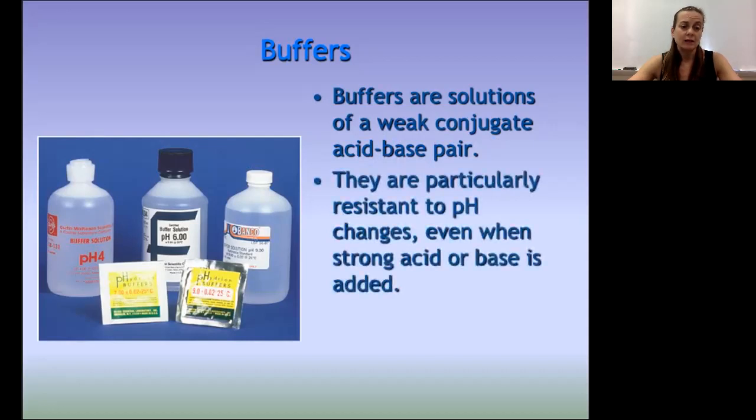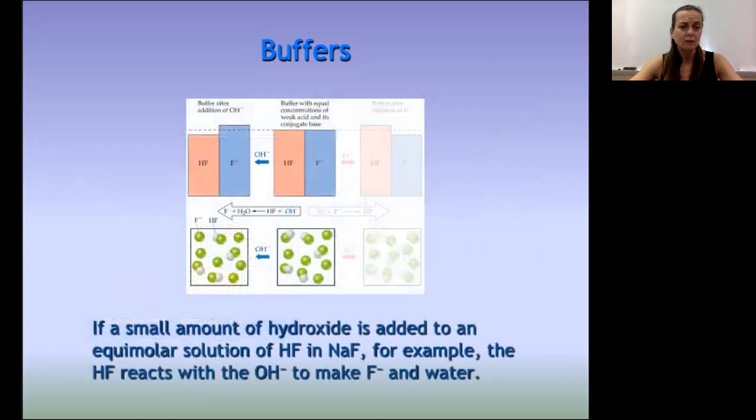Because buffers have this common ion effect working for them, they are very resistant to pH changes, even when strong acid or base is added. So let's talk about how that works. If we have a conjugate acid-base pair, in this case hydrofluoric acid and the fluoride ion, we have an equimolar solution of hydrofluoric acid and sodium fluoride.